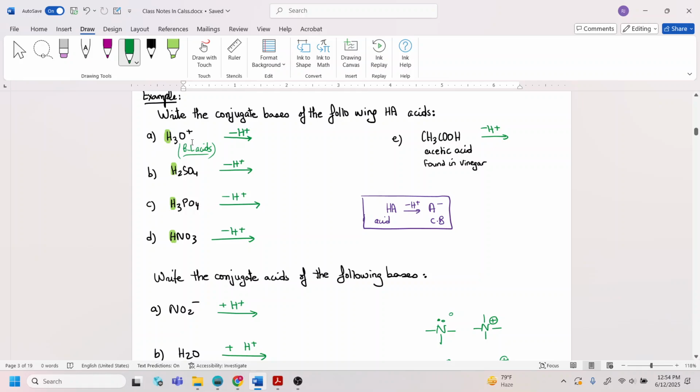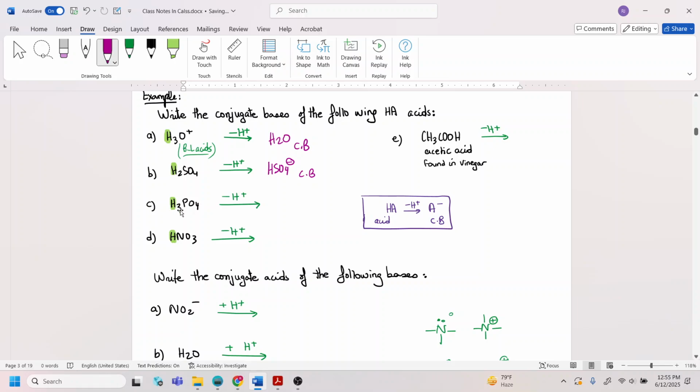So when the H3O plus loses a hydrogen, it is going to become water. So what is water now? Water is going to be the conjugate base of the H3O plus acid. H2SO4 is going to lose a hydrogen. When it loses a hydrogen, it becomes HSO4 minus, and that one is the conjugate base of H2SO4. You can look at the polyatomic table for the charges of these conjugate bases. So that is going to be an HSO4 minus in there.